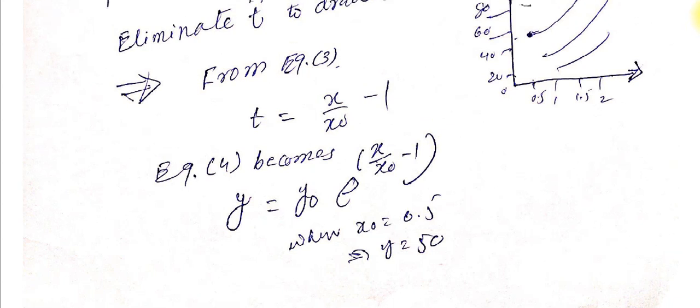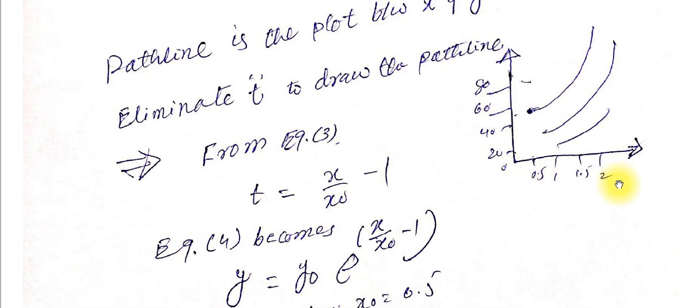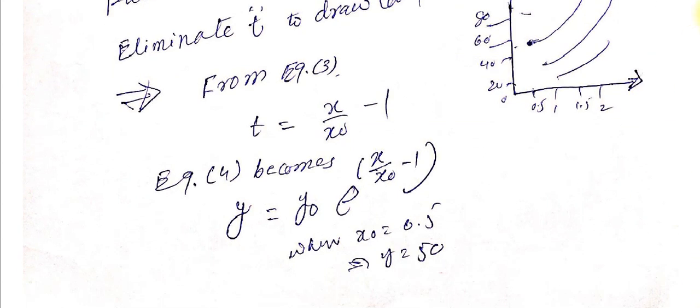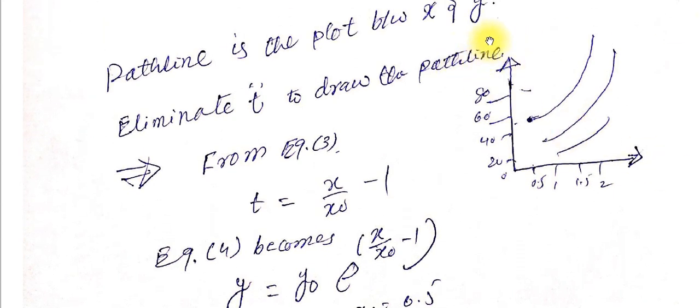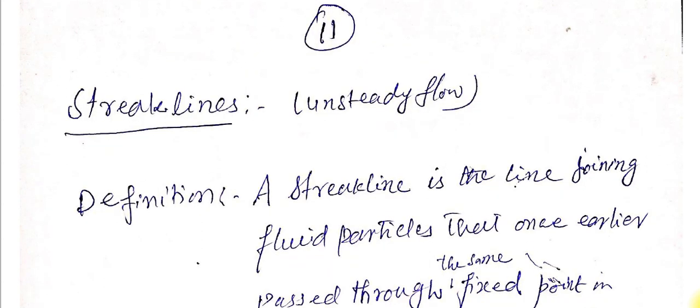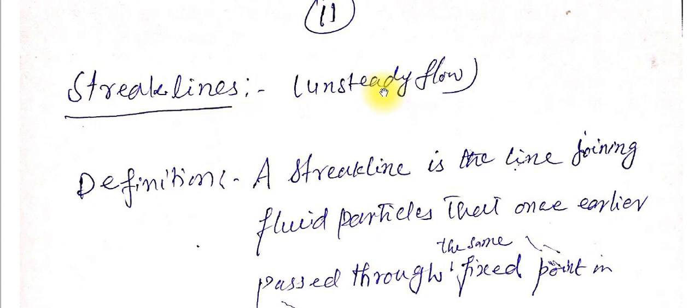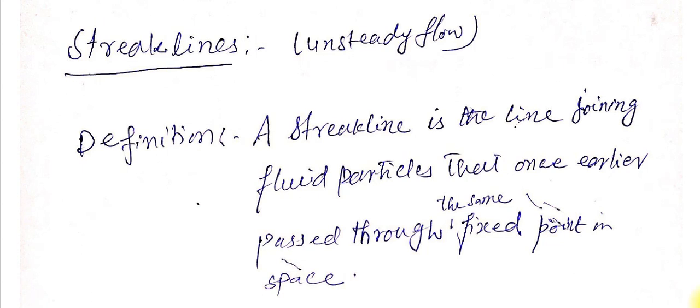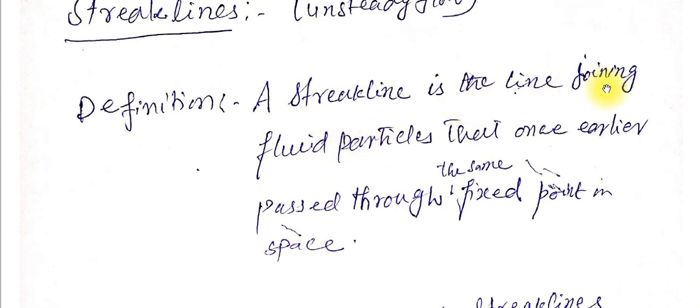So you can see, this is x and this is y. Okay, x and y. So the third one is the streak lines for the unsteady flow, when time is involved. So what is now a streak line? A streak line is the line joining the fluid particles, the positions of fluid particles that once earlier passed through the same fixed point in space.